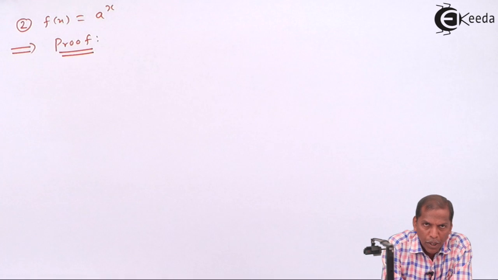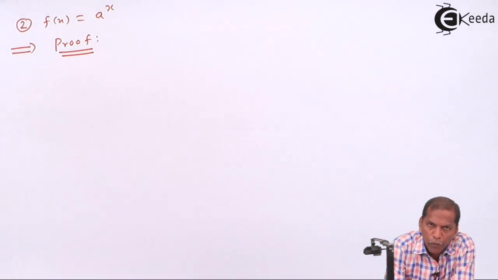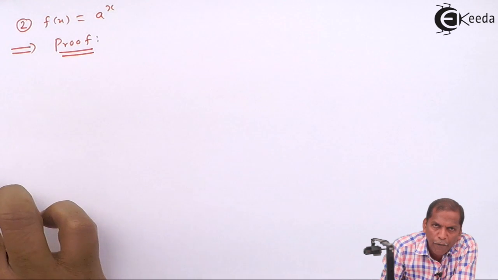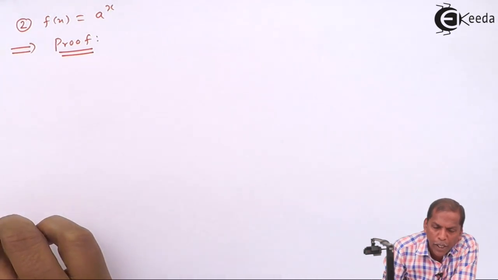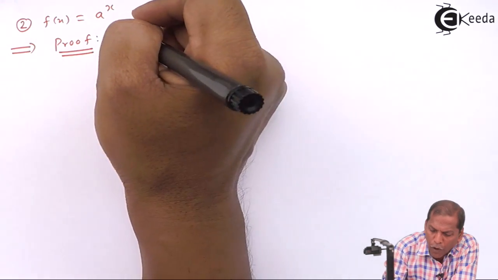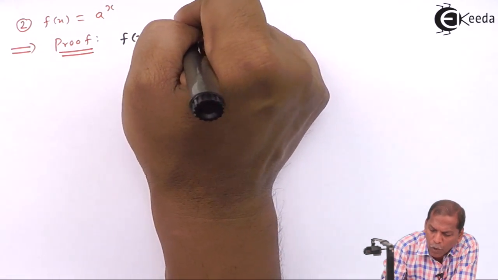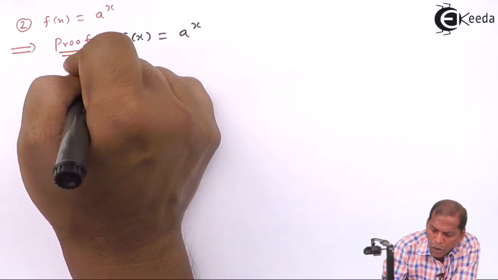Hello friends, now we see the derivative of exponential function with proof. The second topic is f(x) is equal to a raised x. Now let's see the proof. First of all, we start with f(x) is equal to a raised x.